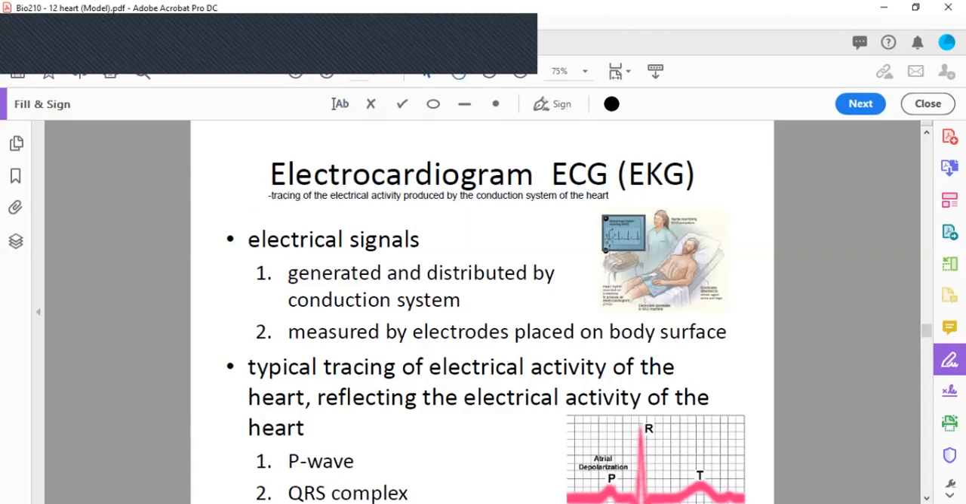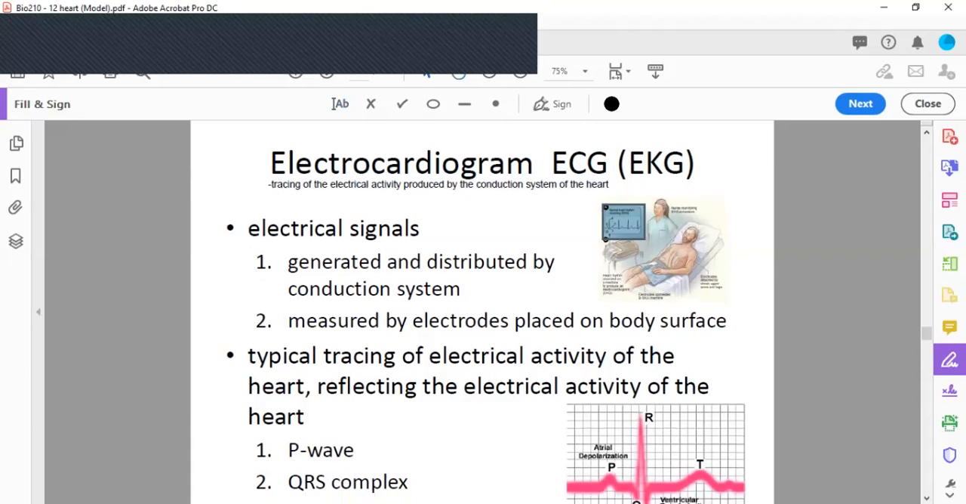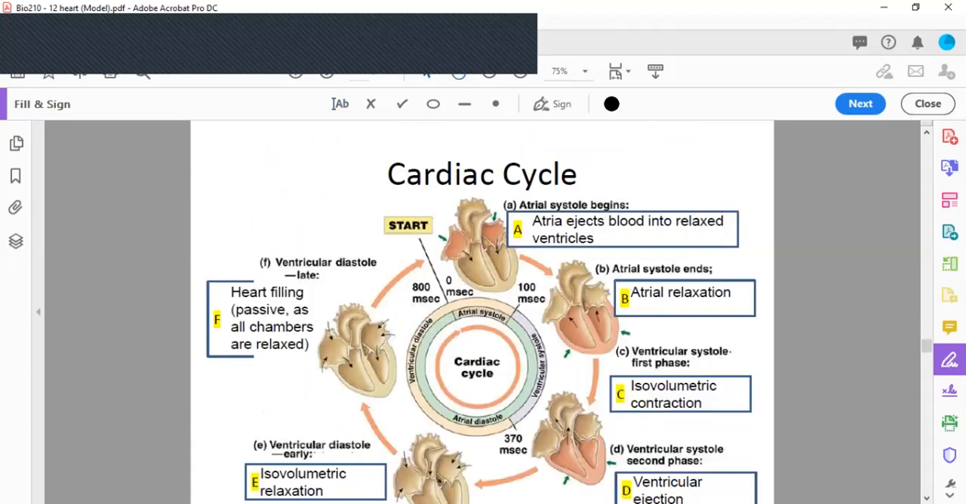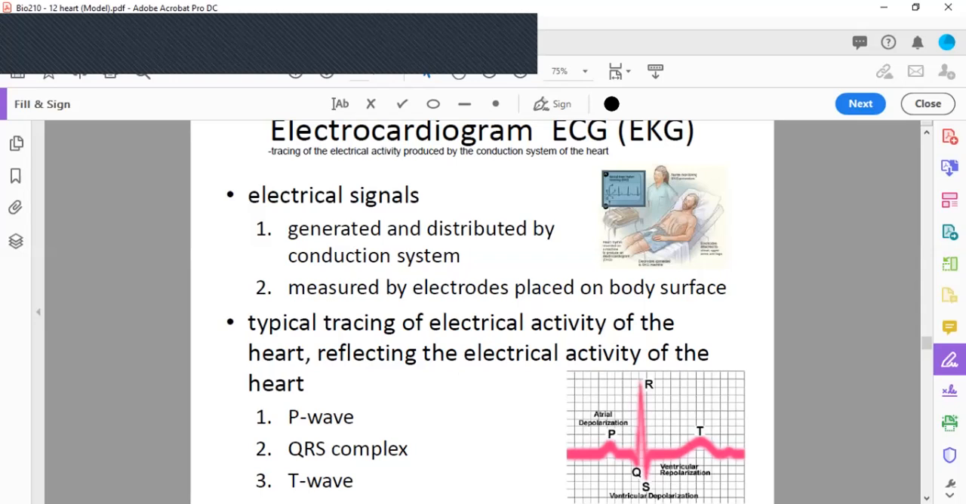Now let's look at the typical tracing of the EKG. So you have the P wave, you have the QRS, and you have the T wave. What that means is that on the exam, I'm going to give you this image without the P, QRS, and T wave labeled. On the exam, there's no labeling of anything, just this image, and I will ask you what the P wave means, what the QRS means, and what the T wave means.